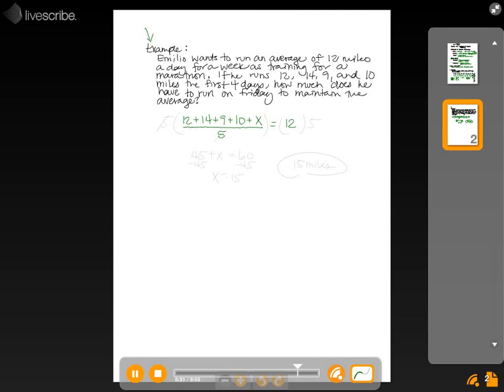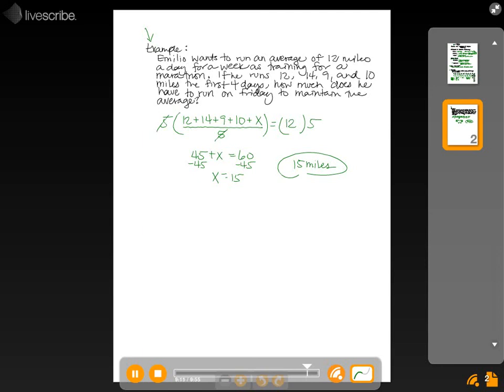Now we solve it like we normally would. We're going to multiply both sides by 5. We do that in order to get rid of the fraction. At the same time, we're going to add 12, 14, 9, and 10 together so that we get 45 plus x equals 12 times 5 is 60. Subtract 45 from both sides, so x is 15. So Emilio would have to run 15 miles on Friday in order to keep his average of 12 miles a day. And that's how we would solve this problem.